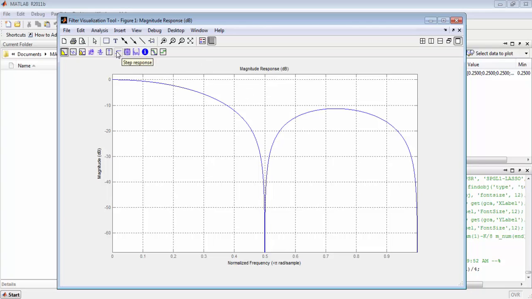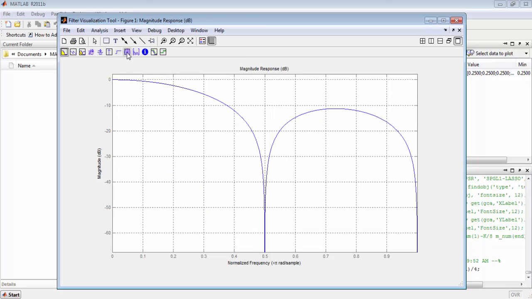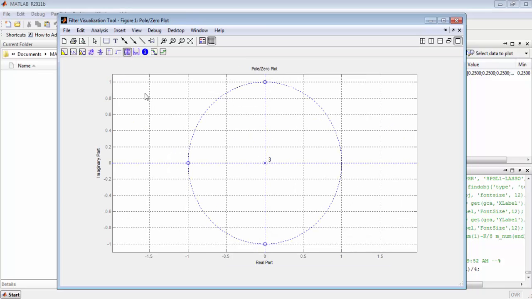Now you can play with this. So you can look at the phase response by clicking on this button of the FVTool, but the more interesting thing I want to focus on is this pole zero plot. So in this pole zero plot, here are the zeros, and I can actually play with these zeros, and I can edit them, and depending upon where my zeros are, I will get a different response.